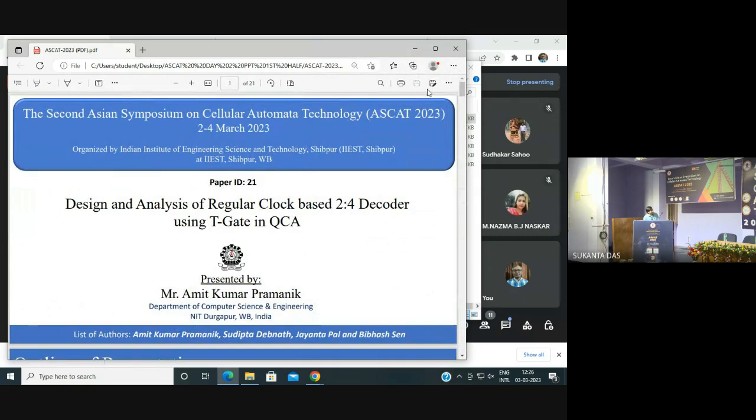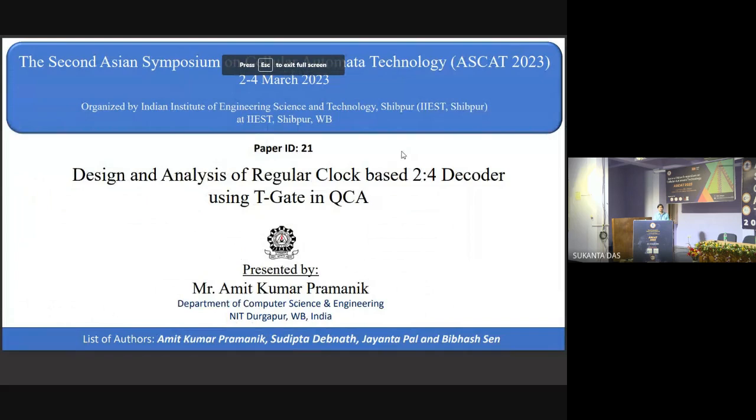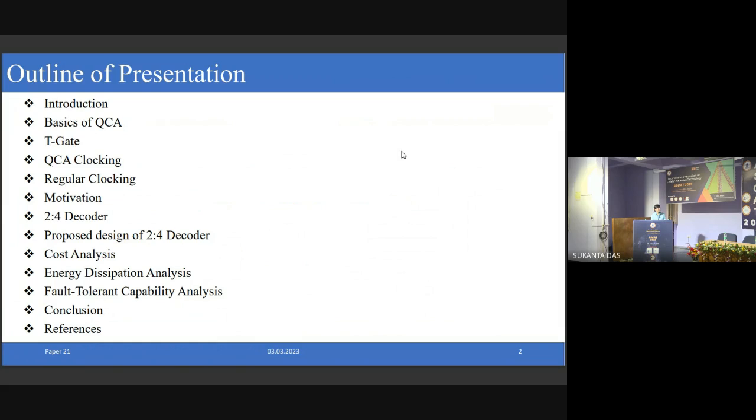Good afternoon, everyone. I am Amit Kumar Pramanik, and the title of my paper is Design and Analysis of Regular Clock-Based 2:4 Decoder Using T-Gate. This is the outline I will discuss in my presentation.